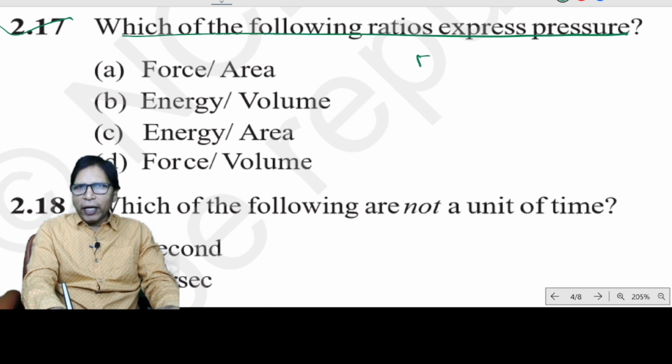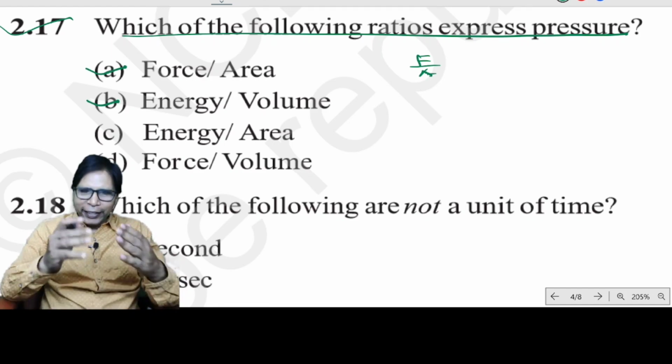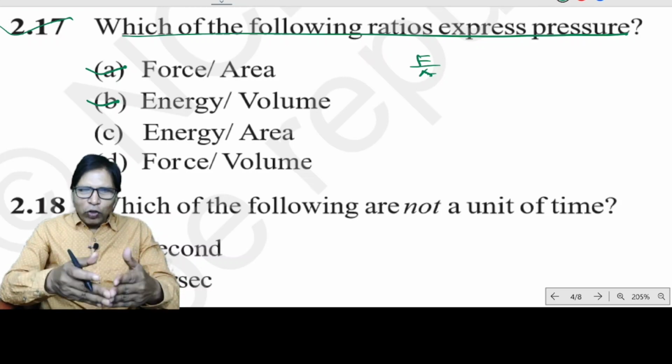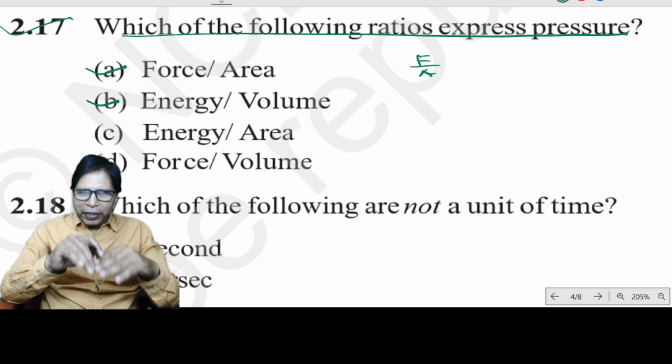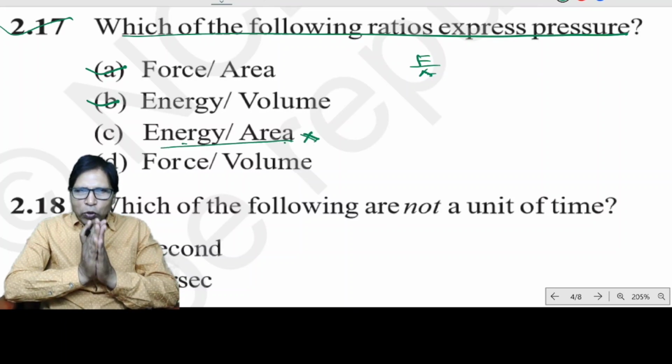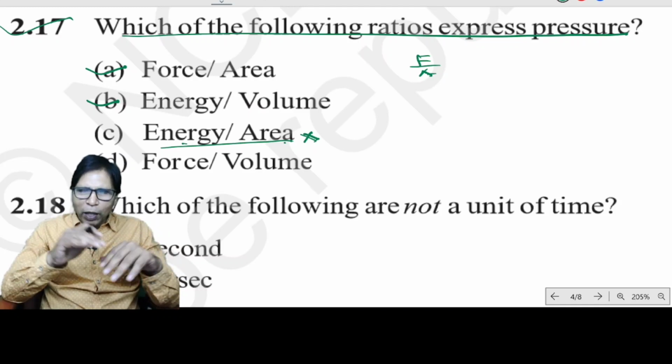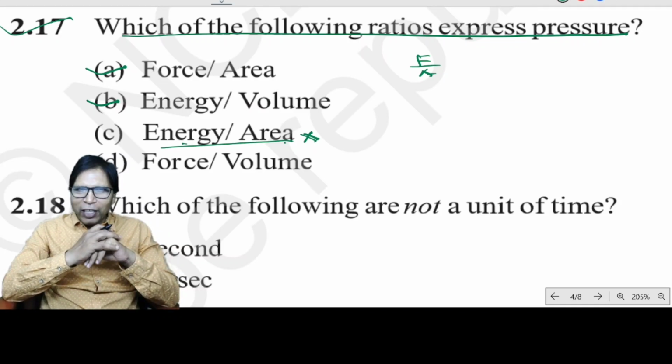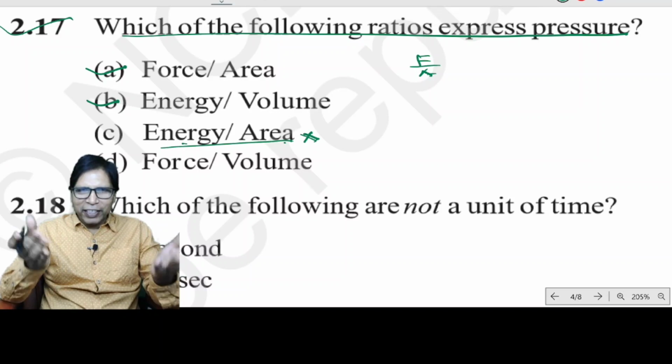Pressure means force by area. So look at this, this is correct. Energy by volume, that is energy density, is also expressed in terms of pressure. Now energy by area, no. So energy by area cannot be used to express pressure. Force by volume also is not used to express pressure.